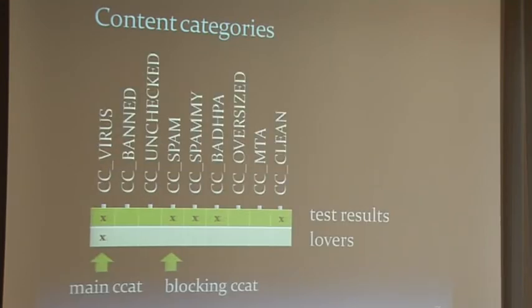So this is just an enumeration. And how it works: you run all the tests on a mail, spam checks, virus checks, header checks, whatever, and each test puts a flag into this bitmask, the content category.